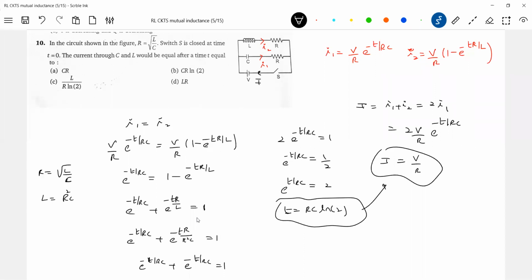This t will be equal to some constant, no? Yeah, fine. So a constant current will flow, provided R is equal to under root of L by C. Am I right?